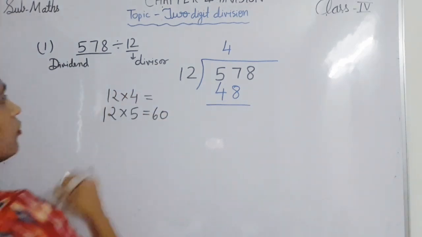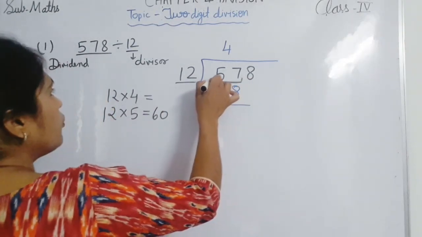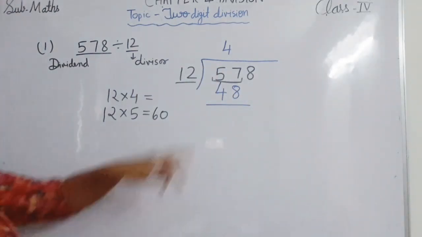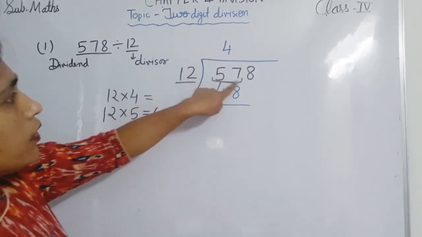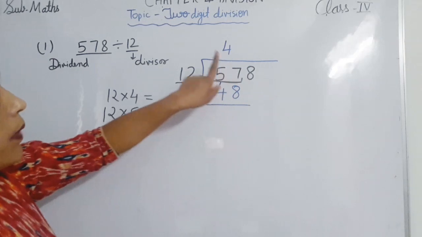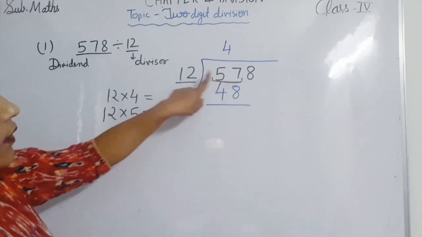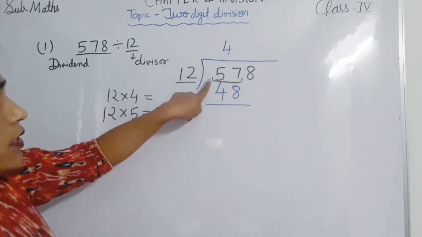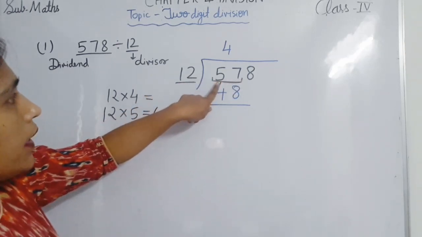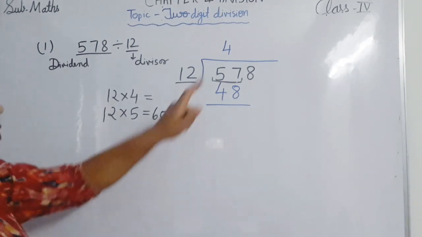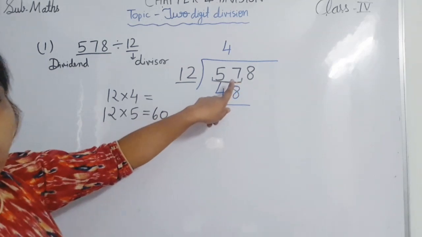And here we have three digits. So in the starting we will take two digits first. If these two digits are smaller than the divisor, then we'll include the third digit also. But if these two digits are equal to or greater than the divisor, then we will solve these two digits first. Here our divisor is 12 and the first two digits are 57. So 57 is greater than 12. So we can move forward to the next step.